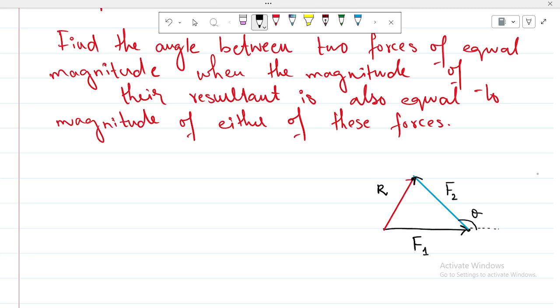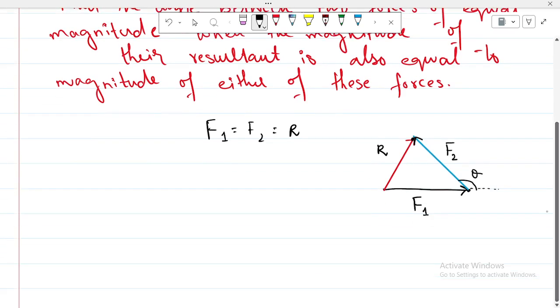Before we really get solving it, it says that the magnitude of the resultant is equal to the magnitude of either of the forces. And since the two forces have equal magnitude, we can say that F1 equals F2 equals R, in terms of magnitude. Anyways, our goal is to find the angle theta. So theta is the unknown here.